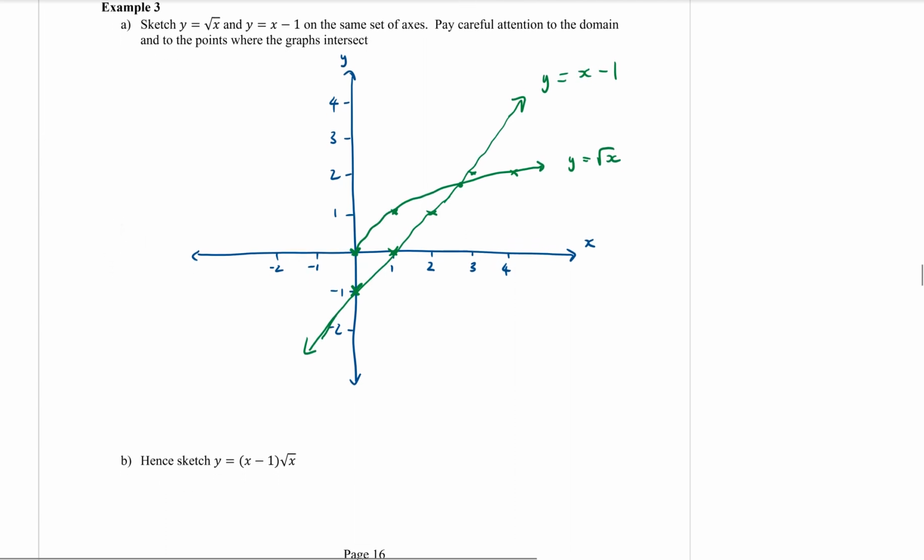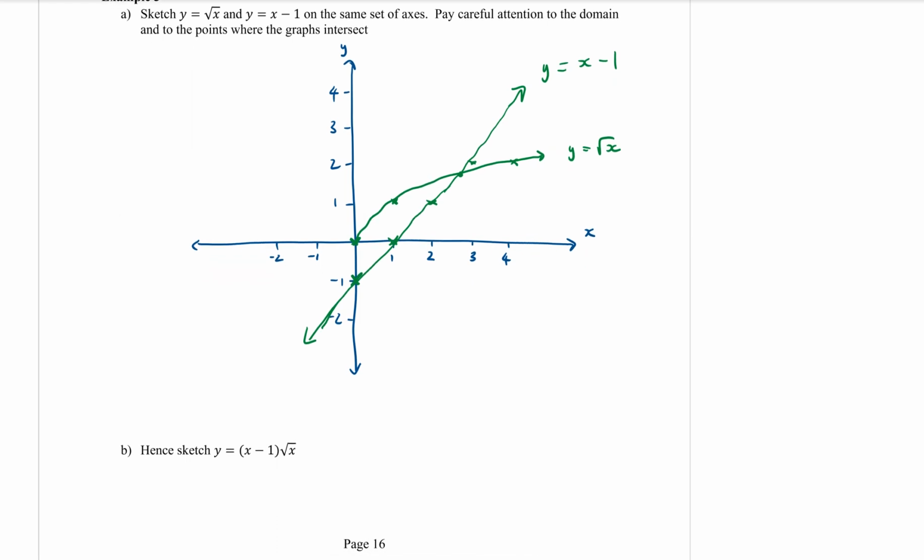Anyway, we want to, in part B, sketch y equals x take away 1 times square root of x. Well, that was the straight line that I just drew. And then I have square root of x, which was that first sideways parabola that I drew. And the way that equation is written, they're next to each other, which means that I'm multiplying them together. So I want to go and multiply the points going across from left to right of those two graphs.